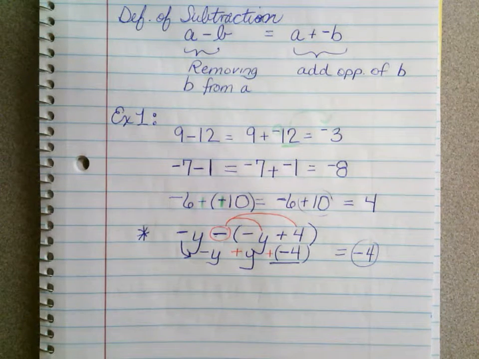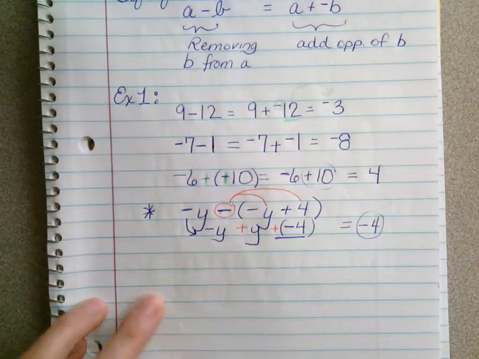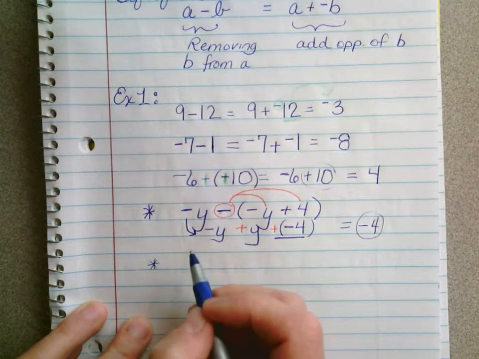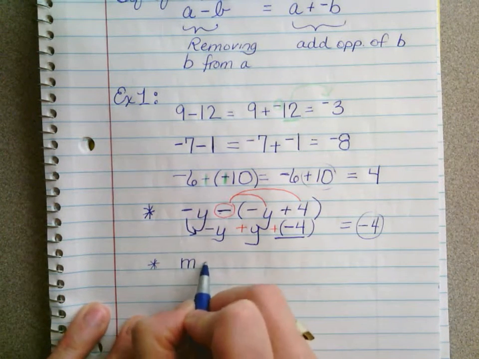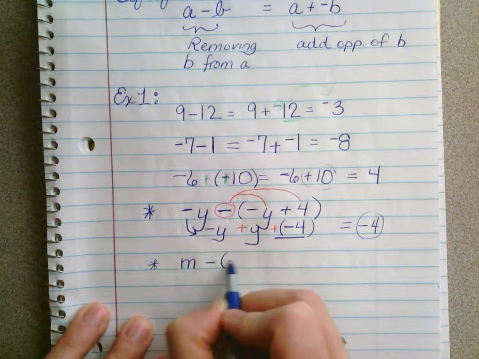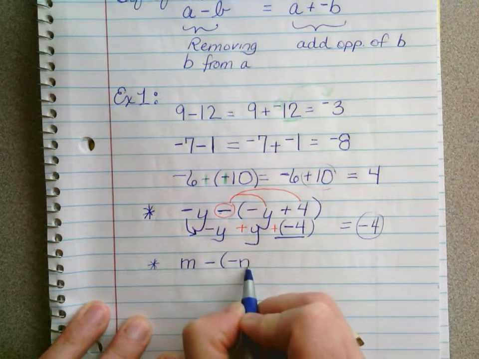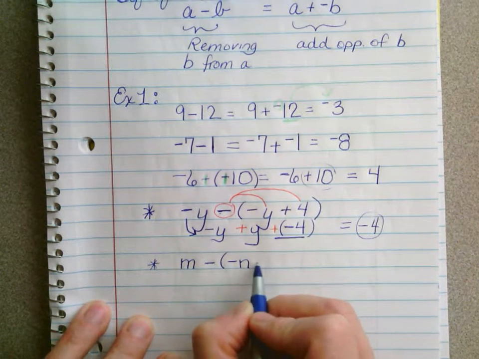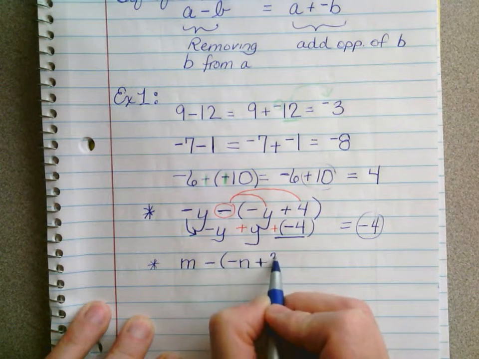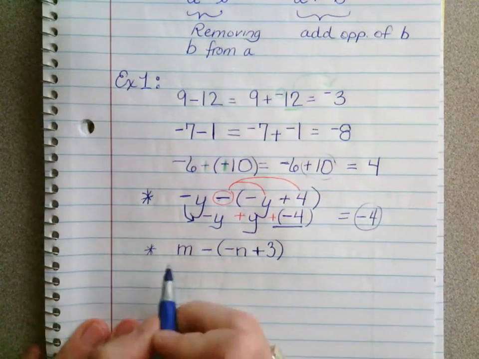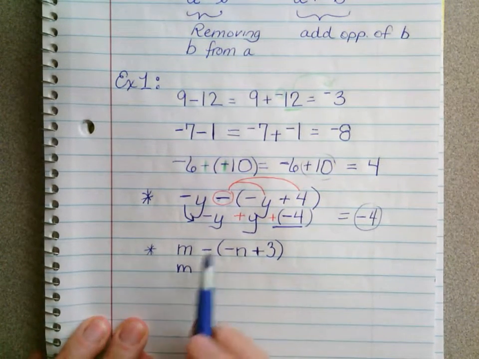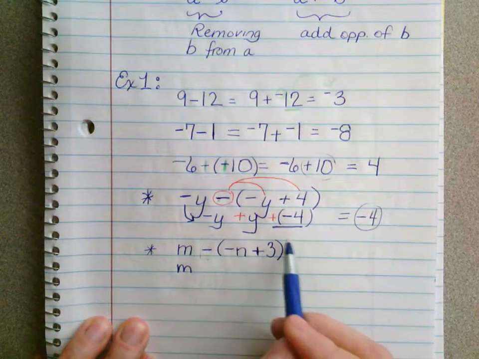Here's another one for you. Same exact type of example. I have a positive m and I am going to remove a negative n and a 3 from that item. So the m just sits waiting patiently for all this jazz to occur, right?